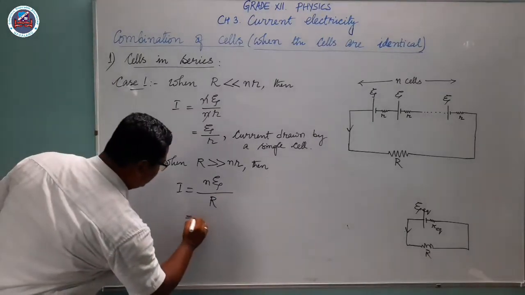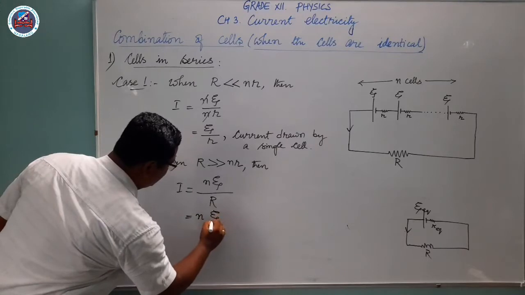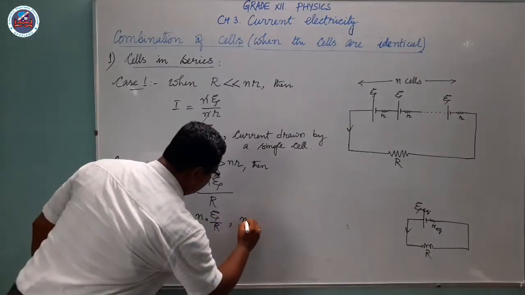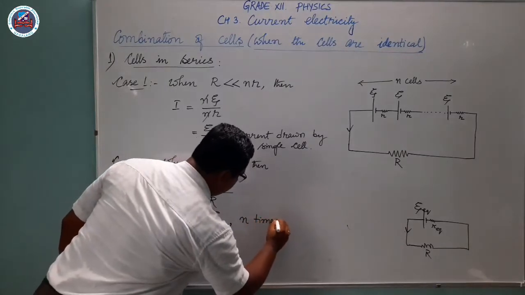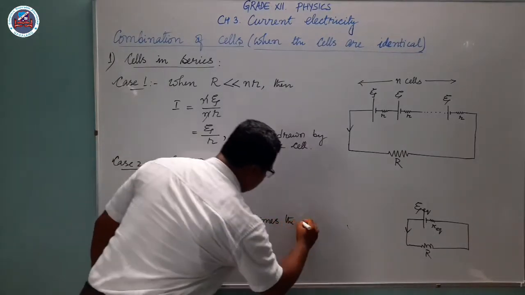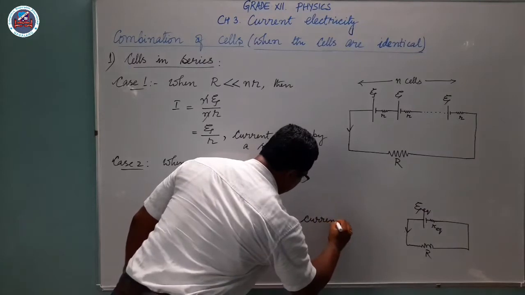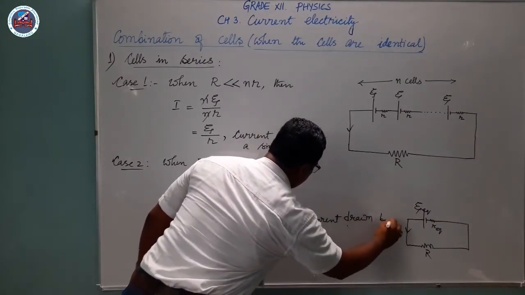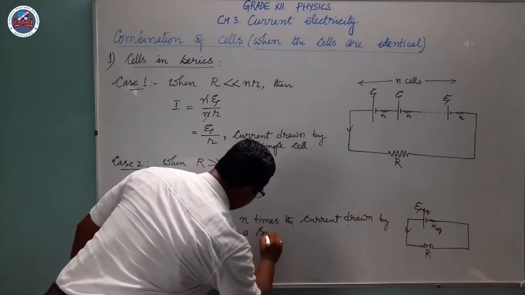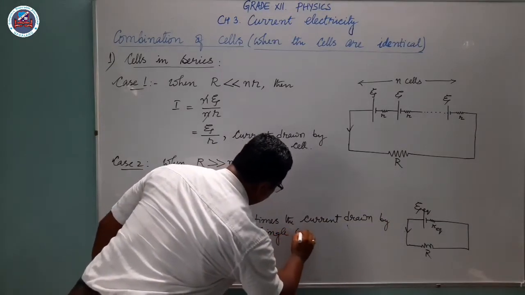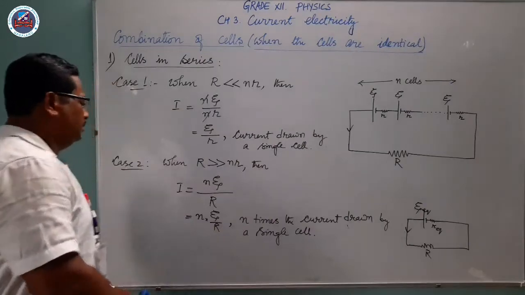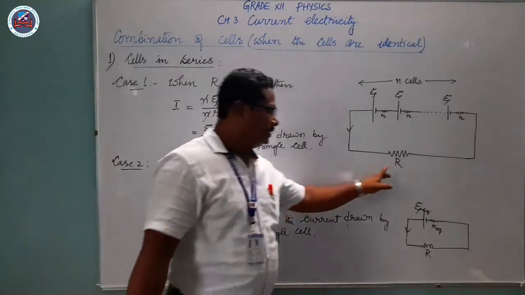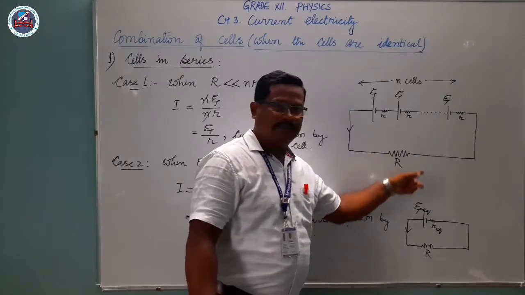In this case, you will find that it is N times the current drawn by a single cell. So now it is your choice. Now if your external resistance, what you are going to use, it will depend upon that.